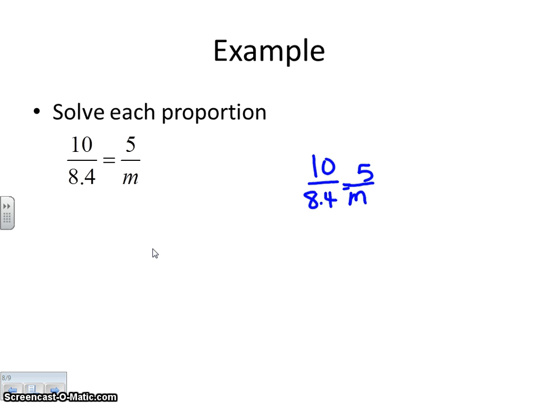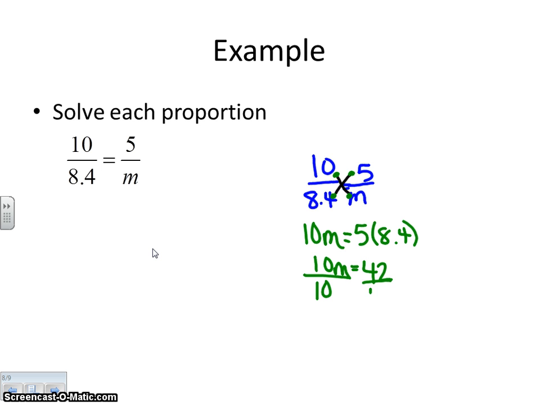So now you are going to set it up as your cross multiplication, and you get 10m equals 5 times 8.4. Remember, with cross products, we multiply across from each other. So when I multiply 5 times 8.4, I get 42, and I have 10m. You divide by 10 on both sides to solve for m, and m equals 4.2.